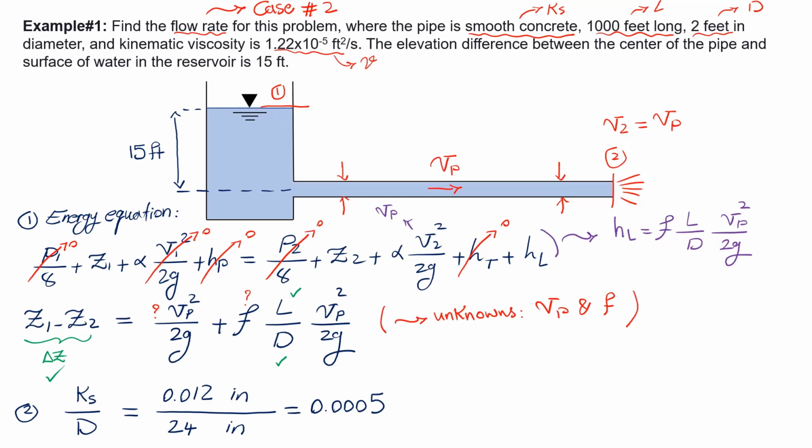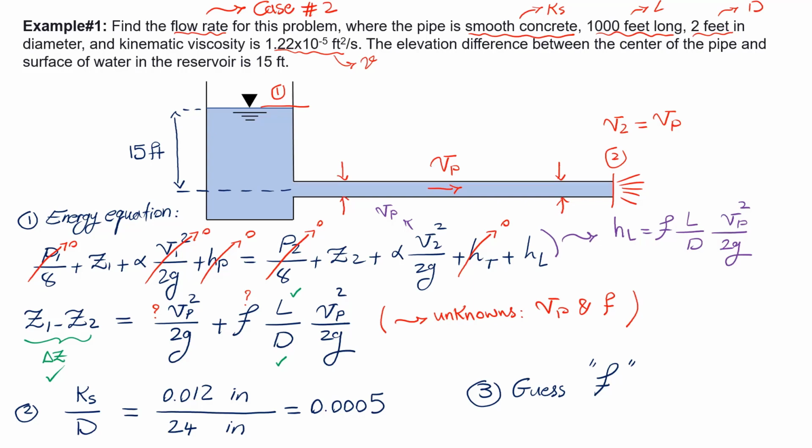So now you have relative roughness. The third step is to guess F. Okay, how do we guess F based on the relative roughness would be the topic of next slide, in which I have Moody diagram.